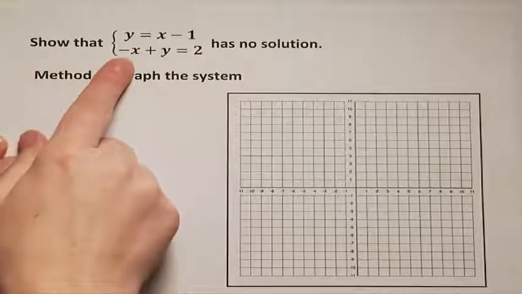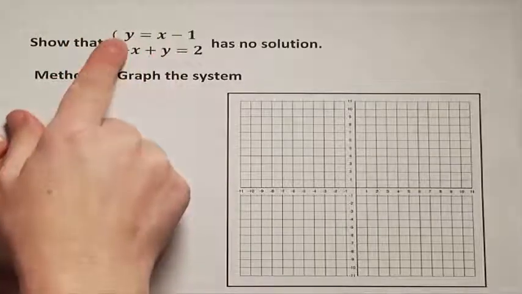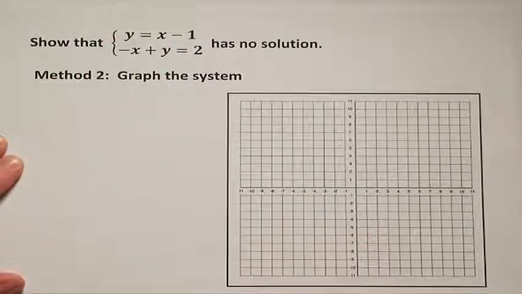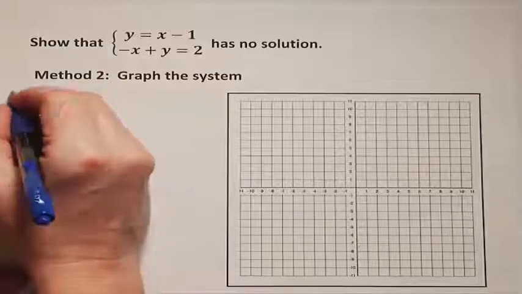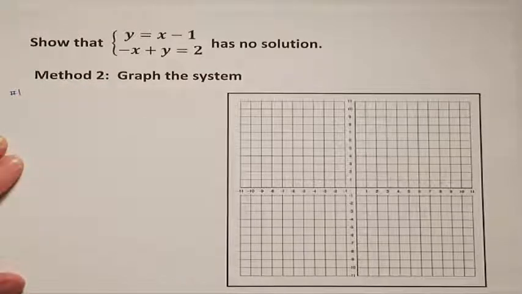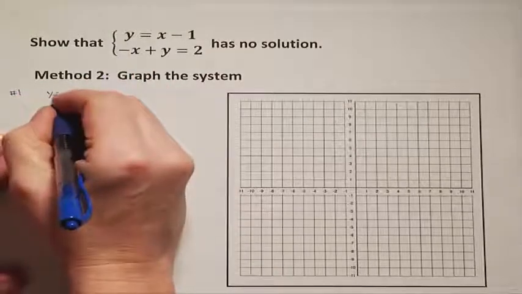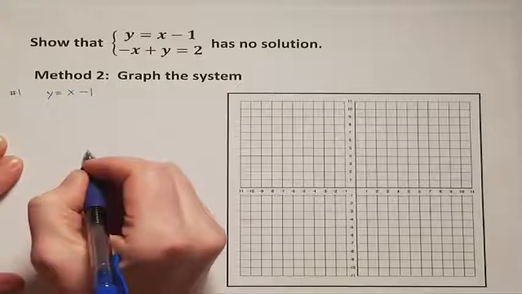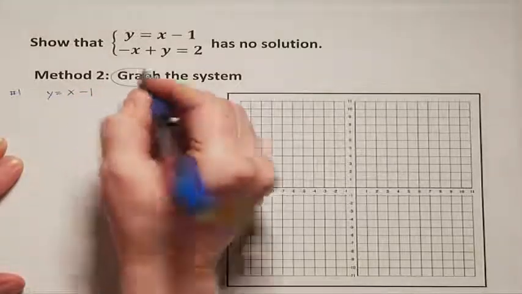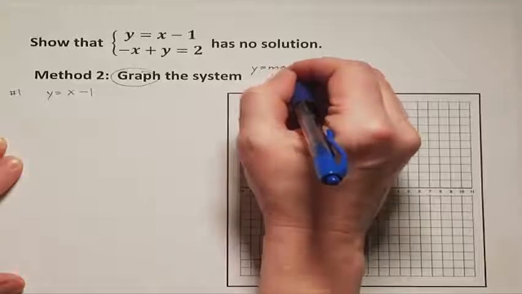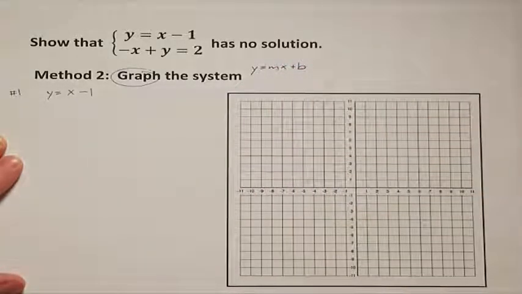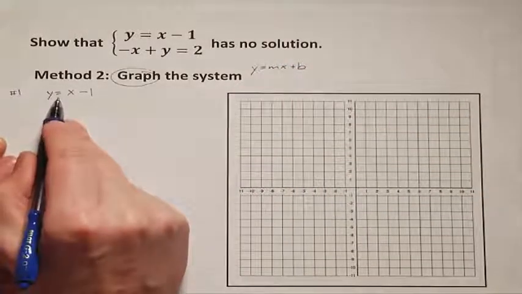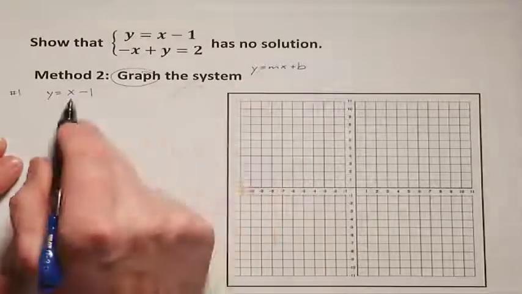Same exact problem. If I was asked to find the solution to these, what would it look like on a piece of graph paper? If I'm graphing it, I need to graph line number 1. Line number 1 was y equals x minus 2. Remembering, if I am graphing, it needs to be in y equals mx plus b form. This is in y equals mx plus b form, so I can graph it.